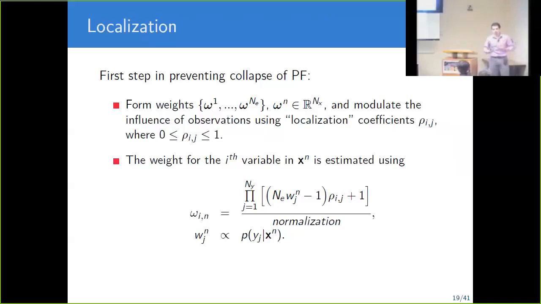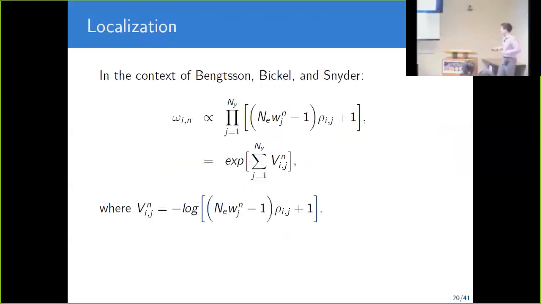So if you have a really big sample size, and maybe you have many observations but not a lot, and they're not super accurate, you can use a broader localization, and you can get back the bootstrap particle filter with no approximation. But if you have a system that requires a lot of localization, you can specify rho to be close to 0 or between 0 and 1 for a lot of your state variables and prevent collapse locally at those locations. This is the first factor that goes into trying to prevent weight collapse for this localized particle filter.